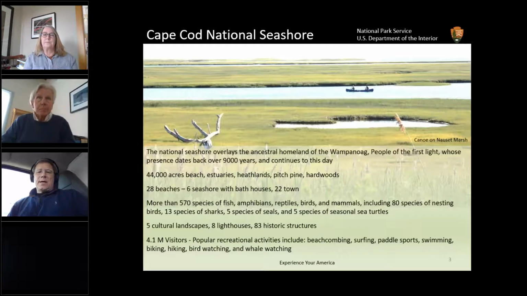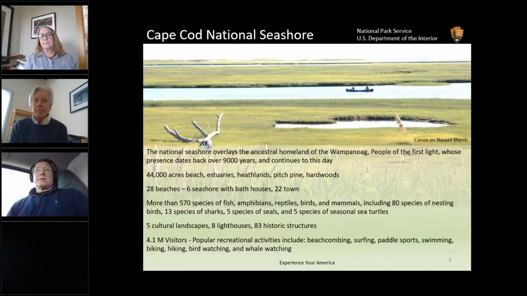So the seashore is the ancestral homeland of the Wampanoag, people of the first light, whose presence dates back over 9,000 years and continues to this day. When Champlain was exploring the Cape Cod coastline, he noticed the Native American villages of the Wampanoag people all along the shorelines, and he depicted those along Nauset Marsh that you see here in the forefront. And they still have a very strong connection to the seashore. And we interpret the importance of this landscape with them, and we work very collaboratively with them in non-COVID years each and every June to do a celebration of their culture and their heritage.